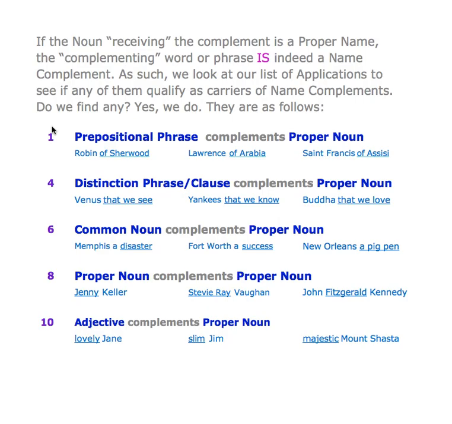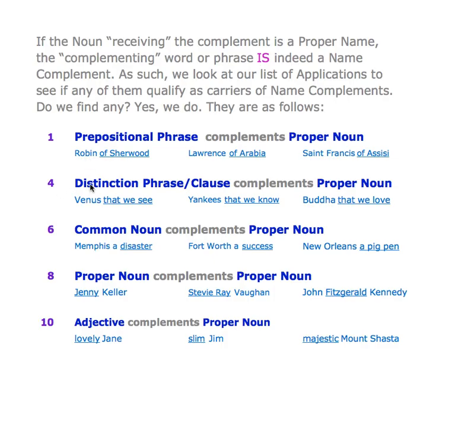If the noun receiving the complement is a proper name, the complementing word or phrase is indeed a name complement. As such, we look at our list of applications to see if any of them qualify as carriers of name complements. Do we find any? Yes, we do. They are as follows. Application number 1, the prepositional phrase. It complements a proper noun. So you see here the prepositional phrase complementing a proper noun. This would qualify as a name complement.